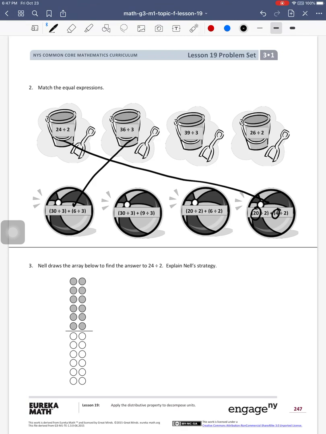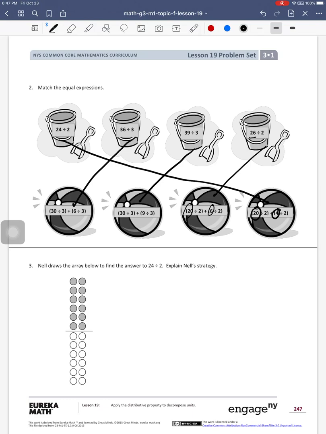All right, the next one. 39 divided by 3. Which beach ball, when we add the first number in each parenthesis, equals 39? That's right, the second beach ball. Now let's just double check our work to make sure that this third beach ball equals 26. So we have 26 here. Does 20 and 6 equal 26? It sure does. I'm going to go ahead and match it.